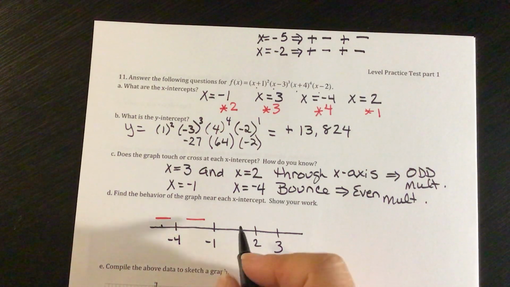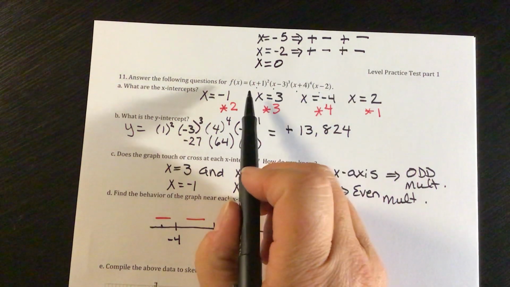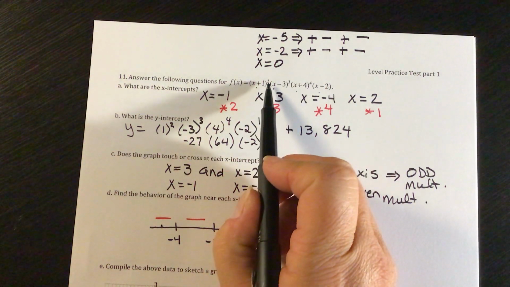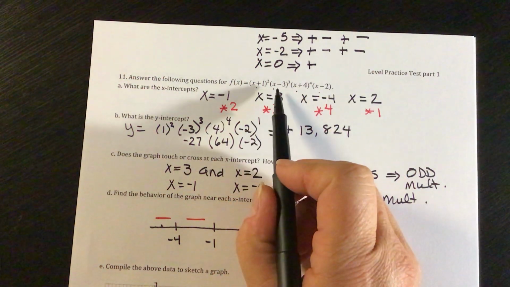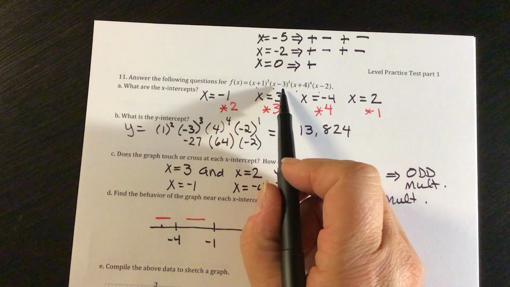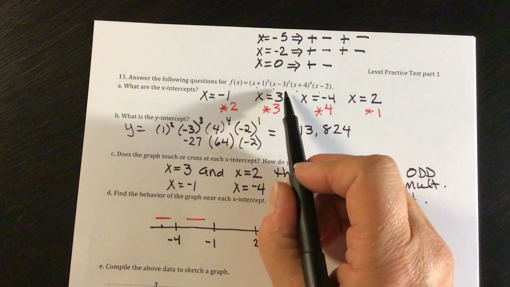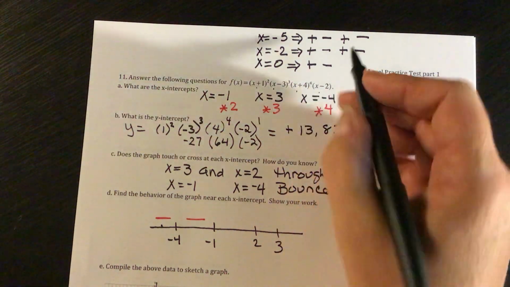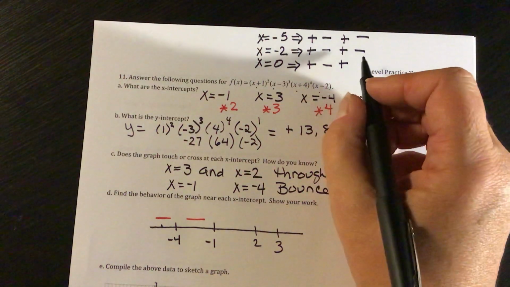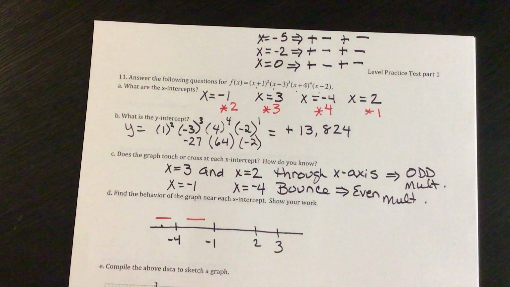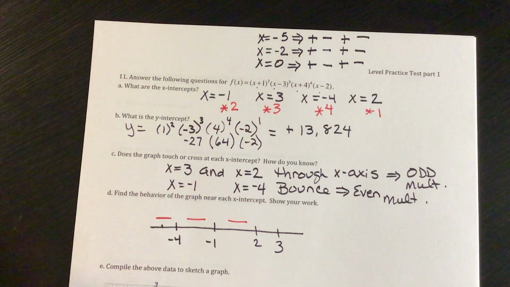Between -1 and 2, let's pick a 0. If I plug in 0, 0 plus 1 is 1. Square it, I get a +1, so that's positive. 0 minus 3 is negative, so negative to the third power is still negative. 0 plus 4 is positive, to the fourth power is positive, and 0 minus 2 is negative, and that would remain negative. So this part is also negative.